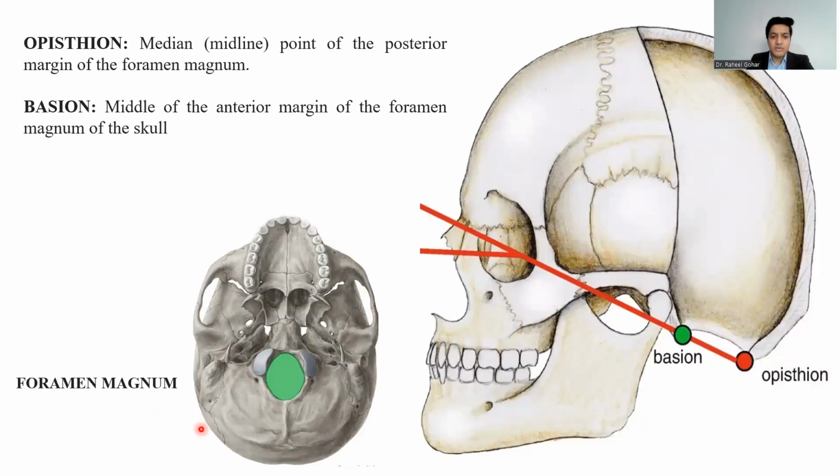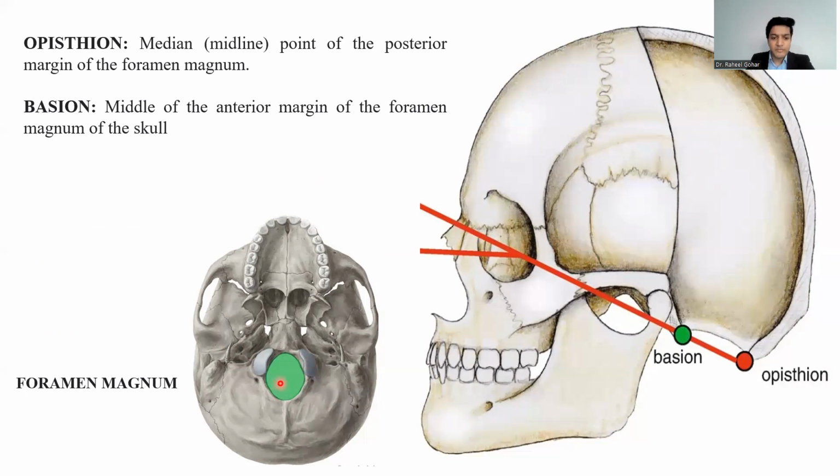Now, in the inferior view of the skull, you can see this very large opening. It is known as the foramen magnum. It is the largest foramen of the base of the skull. Laterally, you can see these 2 condyles, which are known as the occipital condyles. These form a joint with the first cervical vertebra.